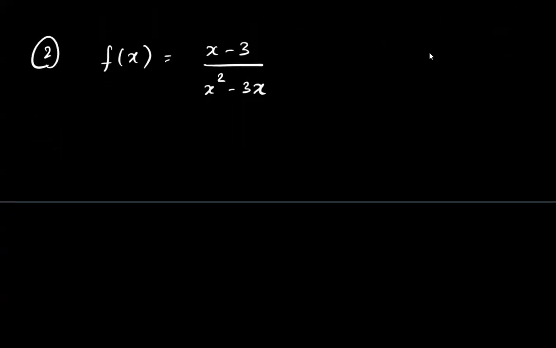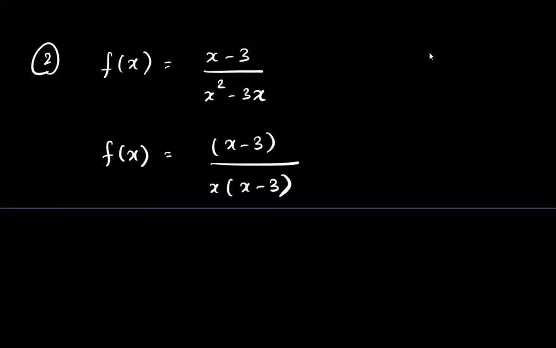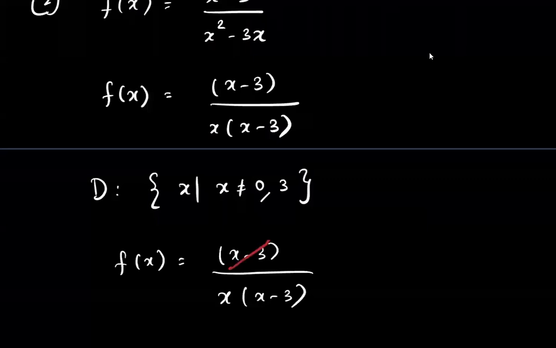Let's look at this function, okay? The first thing, as I told you, is you're going to rewrite it in the factored form first. Once you write it in the factored form, write the domain. The domain is all values of x such that x is not equal to 0 or 3. Then see if there is any factor that you can cancel. Yes, there is. The x minus 3 can go away. So what does this leave you with? It just leaves you with 1 over x as your graph.